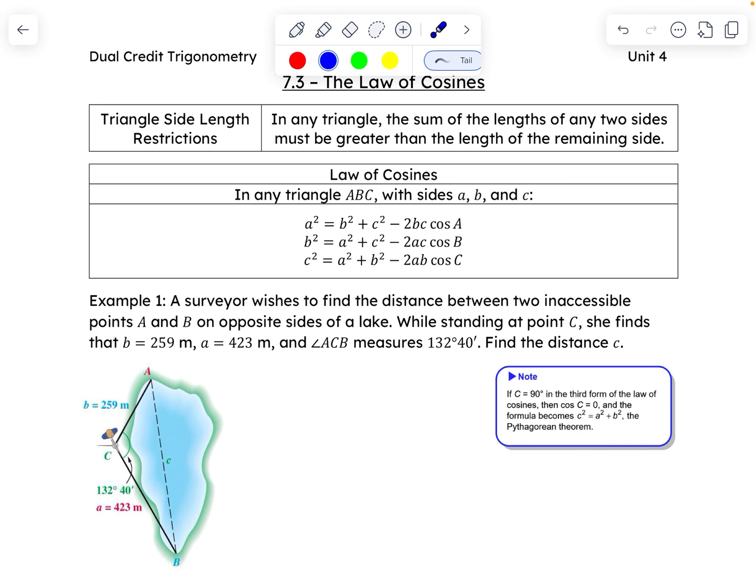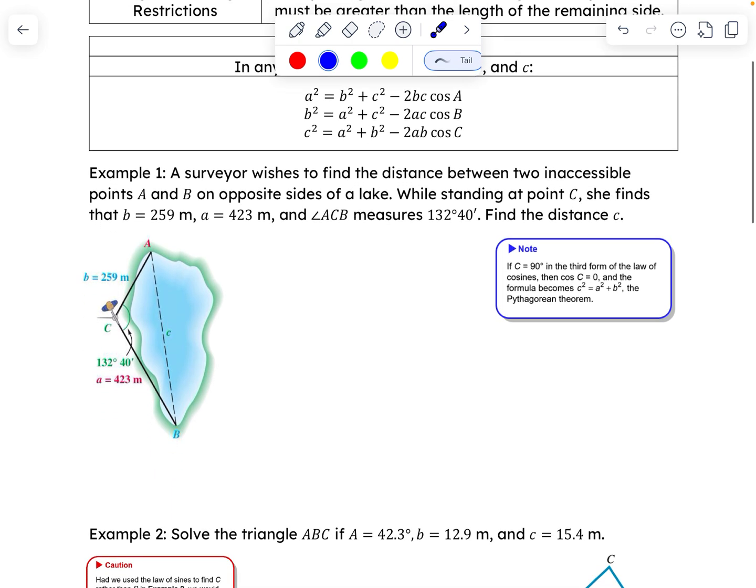So remember, we're using this with our oblique triangles, just like we did with the law of sines, to help us solve for those missing parts. So example 1 says a surveyor wishes to find the distance between two inaccessible points, A and B, on opposite sides of a lake. While standing at point C, she finds that side B, because it's a lowercase b, is 259 meters, side A is 423 meters, and angle ACB, so angle C, measures 132 degrees and 40 minutes. Find the distance of side C.